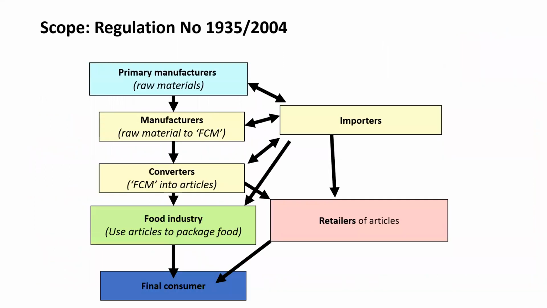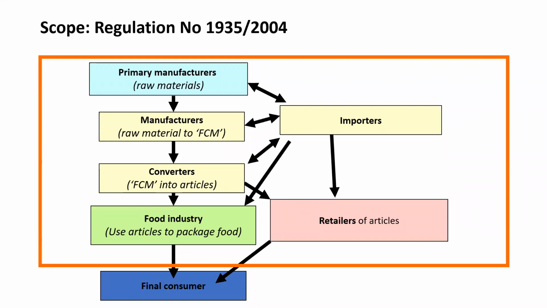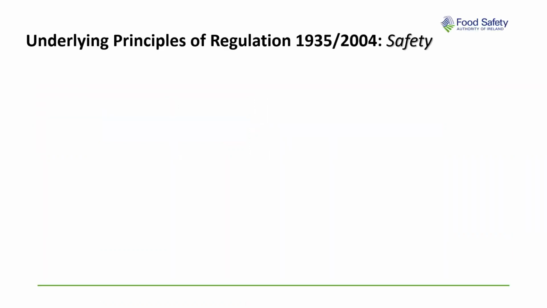Just to say, the Framework Regulation 1935 covers all the parts of the food contact material environment, from the primary manufacturers of the raw materials used to produce FCMs right up to where the industry is using these FCMs to package food, or the retailers are selling cling film, tin foil, and so on to consumers. It doesn't include the final consumers, because the final consumer is just the end user of the product. So the regulations relate to everything before that, and everything inside that box on the screen at the moment is within the scope of the Framework Regulation 1935.